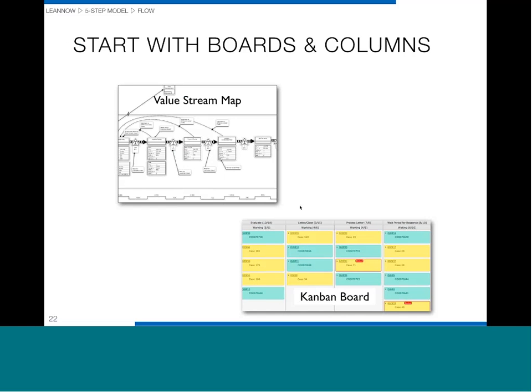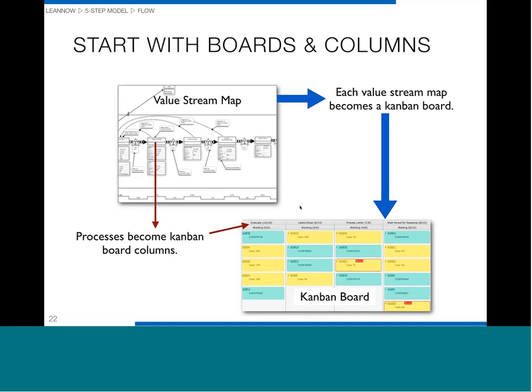So now what we want to do is start with boards and columns when we construct the virtual Kanban board. So we use our value stream map to identify the board. Basically we have one Kanban board per value stream map, and then the processes become the Kanban board columns. Typically, if we built the value stream map carefully, each of those processes will be a column on the Kanban board. So building the value stream map makes it really easy to build the Kanban board after that.